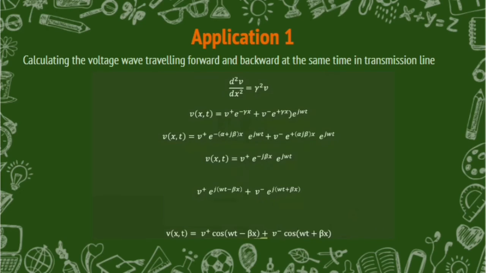From this equation we can get the voltage traveling along the transmission line backward and forward.